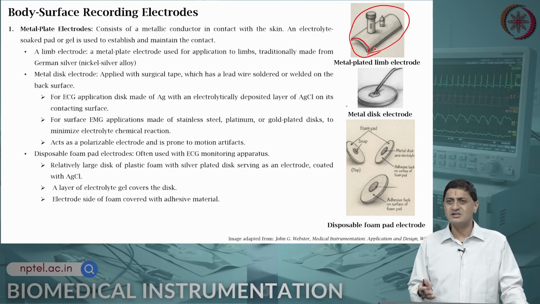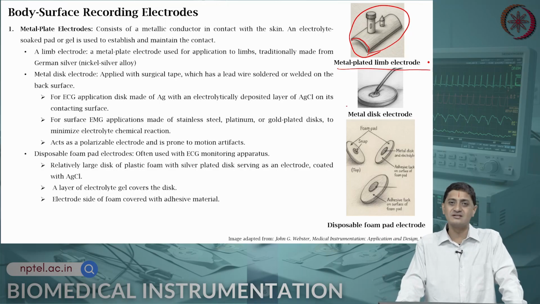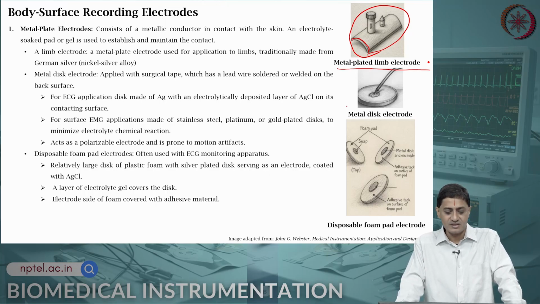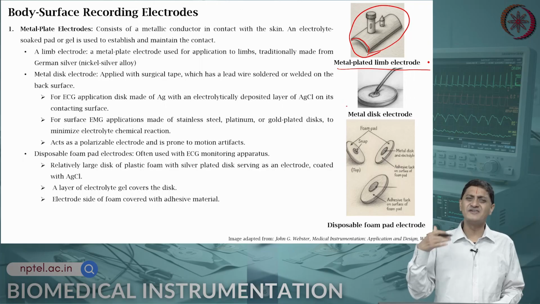For example, this metal plated limb electrode is going to be several centimeters in size. So, that is quite big when compared with the microns and nanoscale that we were looking at in the previous weeks. And this one is traditionally made from German silver, which is essentially a nickel silver alloy. This is a very rugged alloy that is used to fabricate this electrode, because this is quite often used in primary care settings for repeated applications. So, this is used across patients for repeated applications. You just put the gel and then put it, and this is going to last for a very long time.